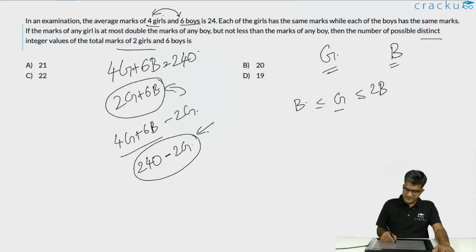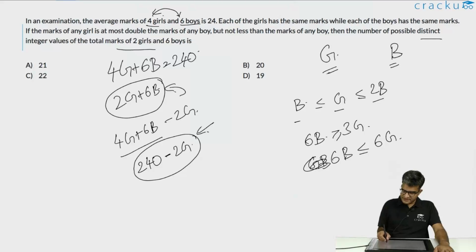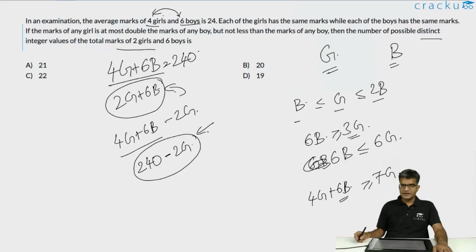Now because G lies between B and 2B, we know that 6B will be greater than or equal to 3G. And we also know that 6B is less than or equal to 6G. Why are we saying this? Because 6B is greater than or equal to 3G, 4G plus 6B will be greater than or equal to 7G. And because 6B is less than or equal to 6G, 4G plus 6B will be less than or equal to 10G. Essentially, this 4G plus 6B will be greater than or equal to 7G, and less than or equal to 10G. This is equal to 240.